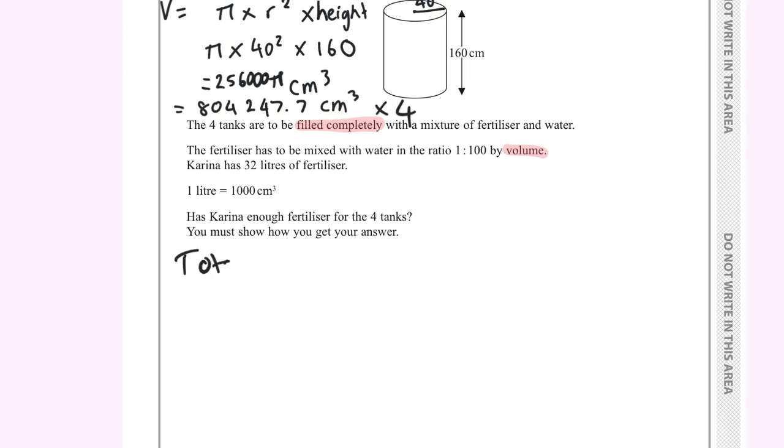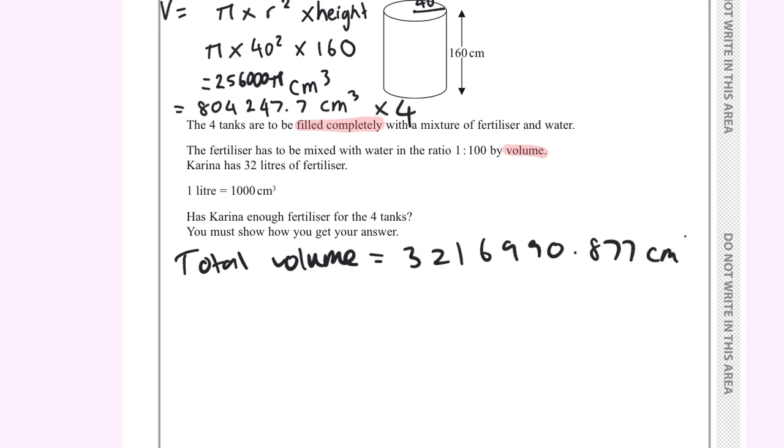Okay, so I'm just going to put total volume equals, it's going to be huge. Here we go. Alright, 3,216,990.877. That's centimetres cubed. We might as well put this in litres now, because we're about to use litres with Katrina here with the fertiliser. It tells us in the question, it's not told us for no reason, that 1 litre is 1,000 centimetres cubed. So we're going to divide this number by 1,000 to put it into litres.